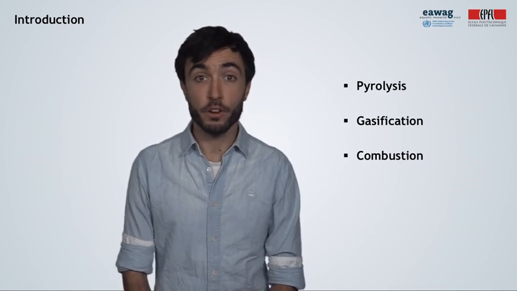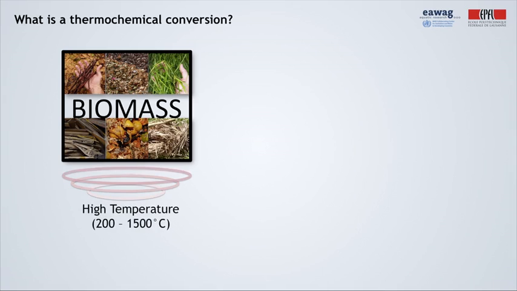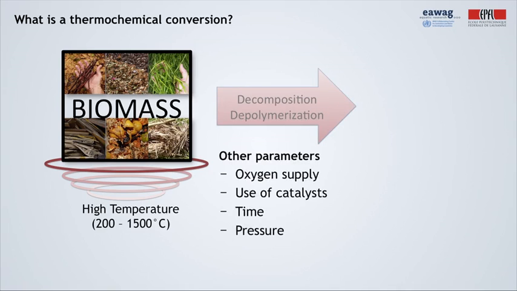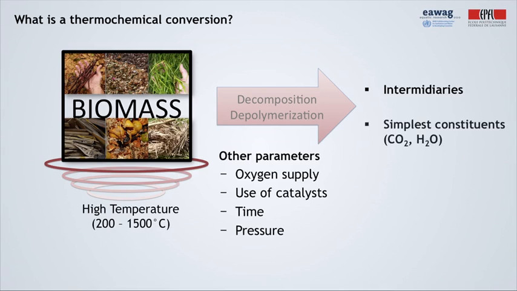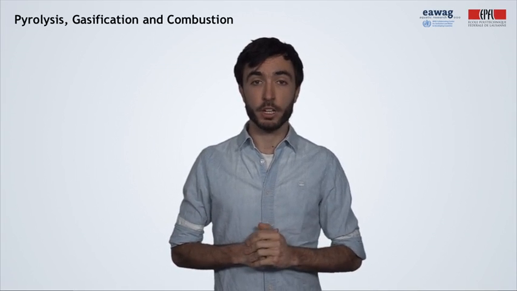So, what is a thermochemical conversion? Thermochemical conversion implies exposing biomass to high temperatures, between 200 and 1500 degrees Celsius. These high temperatures, together with other parameters such as oxygen supply, use of catalysts, time, and pressure, decompose and depolymerize biomass into either intermediaries, which are used later to synthesize more complex products, or into its simplest constituents such as water and CO2. Let's briefly describe some basics of each technology.